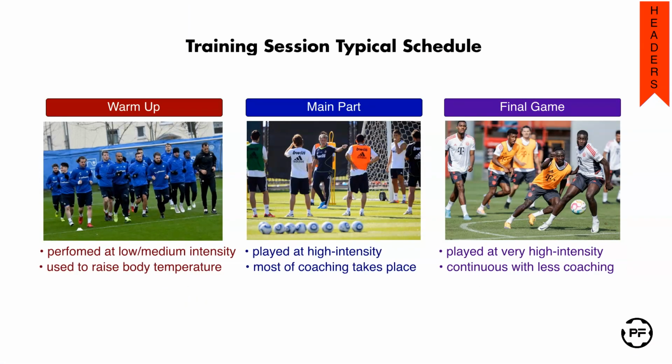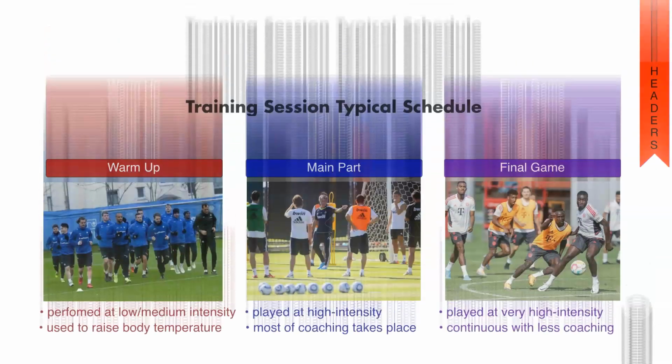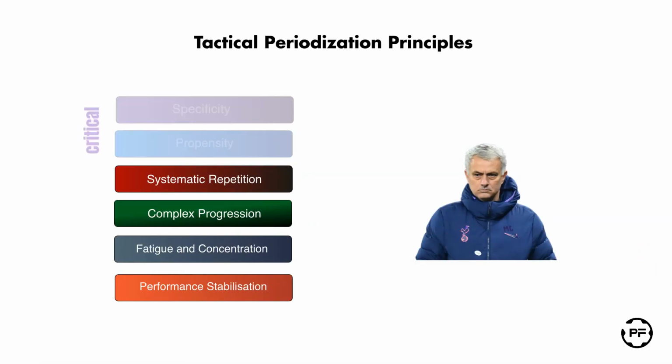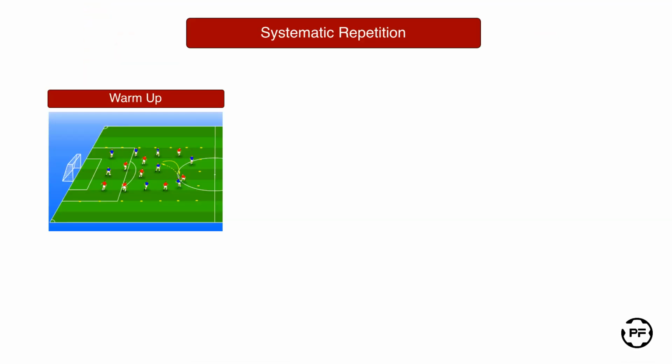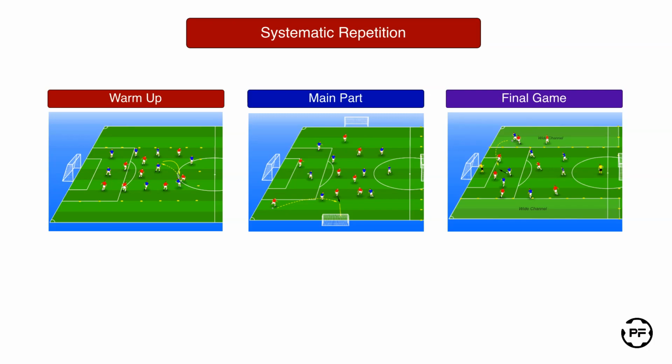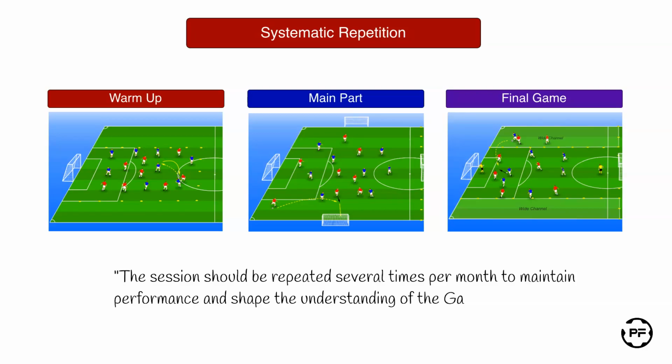Okay, now you have a complete example of a training session according to the tactical periodization approach. Let's just make sure that we do not compromise any of the rest of the principles. And let's start with the principle of systematic repetition. According to this principle, it is not enough to conduct such a training session just once. Such a session might be repeated several times per month to maintain performance and shape the understanding of our game model.